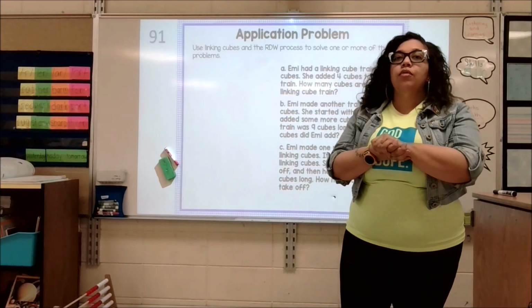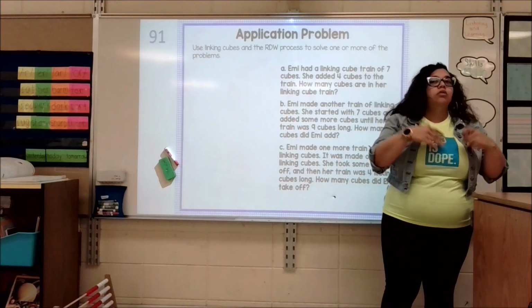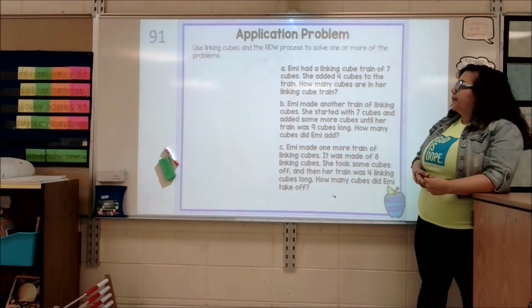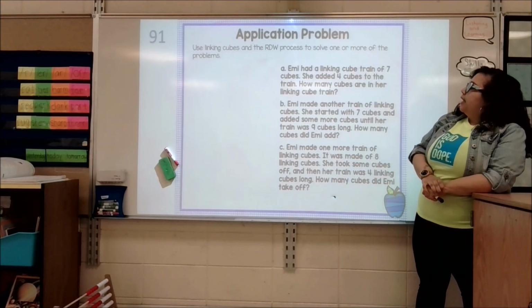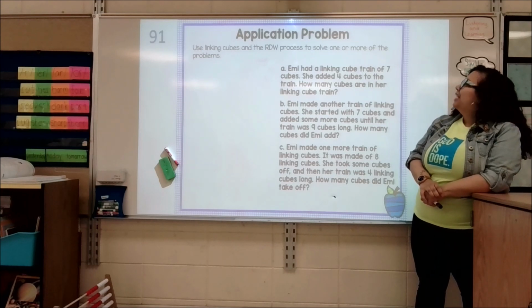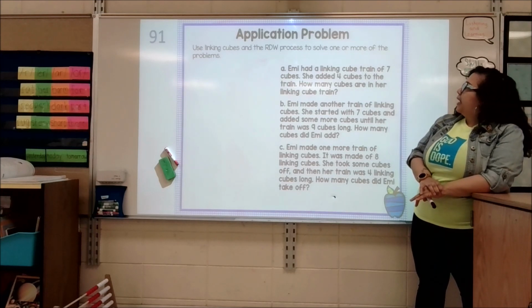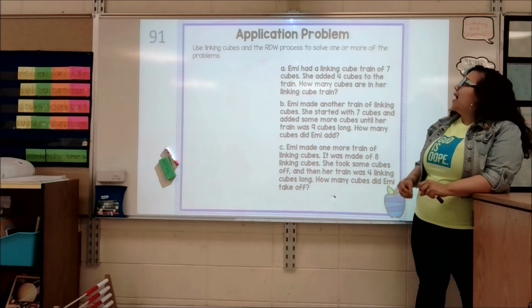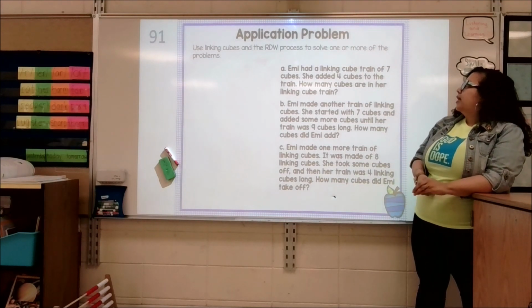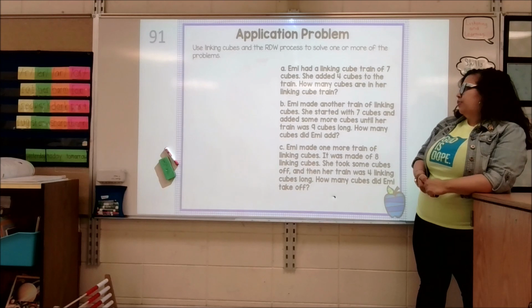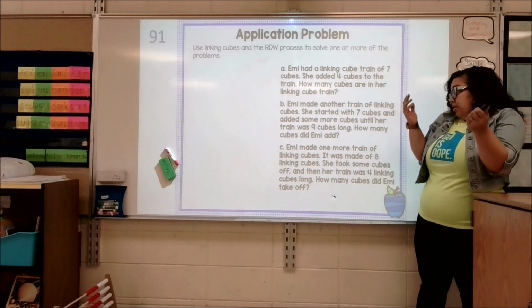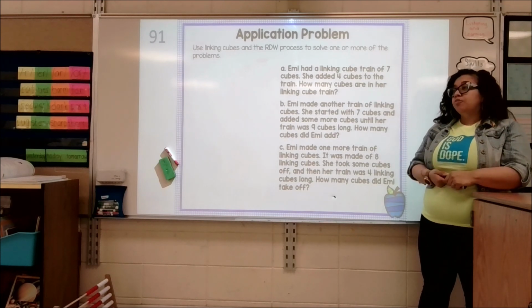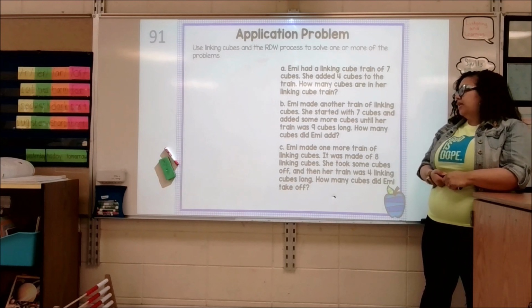Now, let me go ahead and read these problems to you so that you can work on solving them. Emmy back with her cubes again. Emmy had a Lincoln Cube train of 7 cubes. She added 4 cubes to the train. How many cubes are in her Lincoln Cube train? Emmy made another train of Lincoln cubes. She started with 7 cubes and added some more cubes until her train was 9 cubes long. How many cubes did Emmy add?